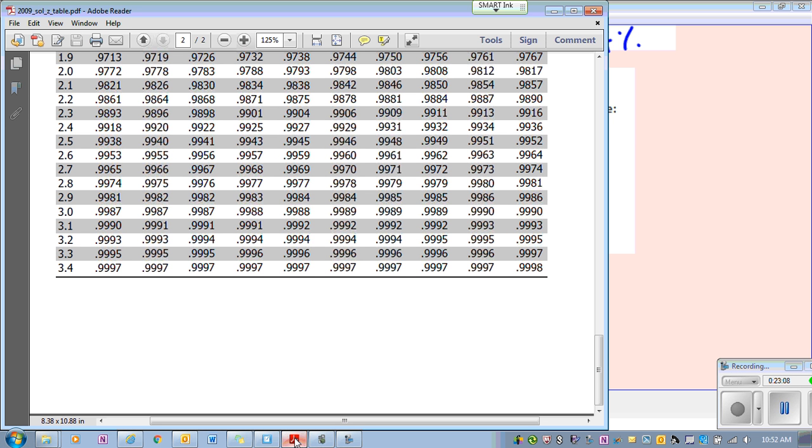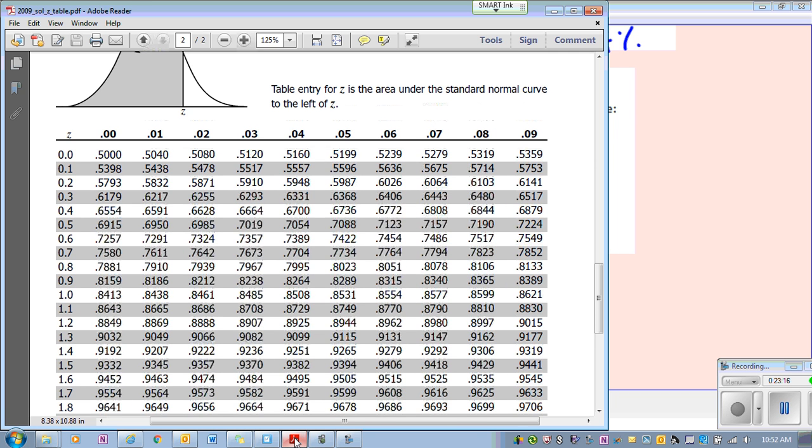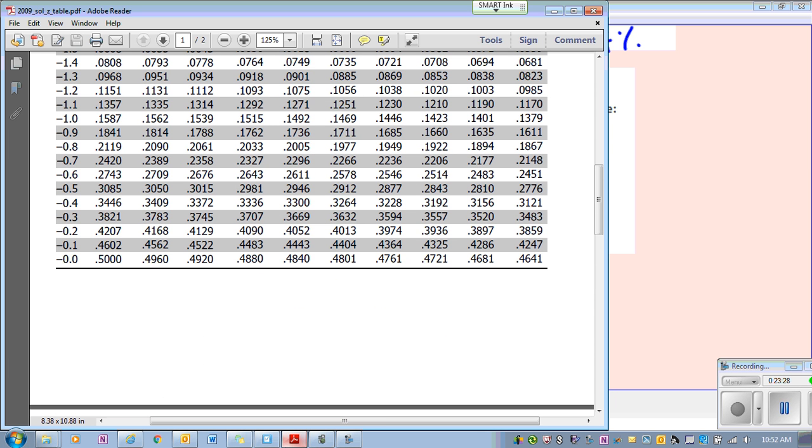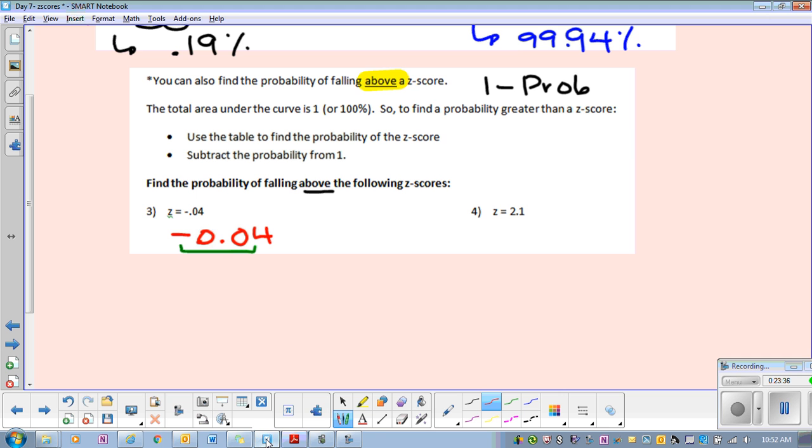Let me see. Oh, there we go. Negative 0.0, and then 0, 1, 2, 3, 4. Oh, no, that was positive. Sorry, negative. There we go. 0, 1, 2, 3, 4. What is it? 0.4840. So probability is 0.4840. You're not doing percentage, it's just a probability.